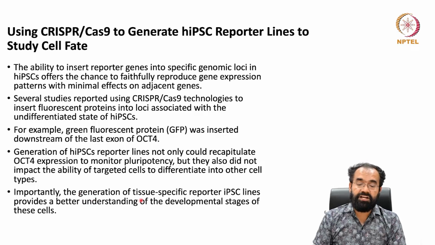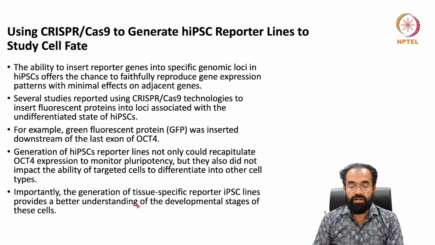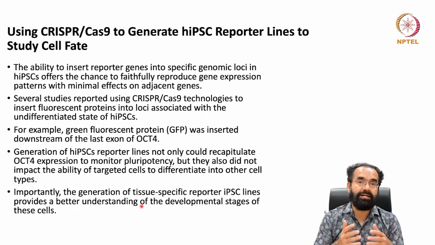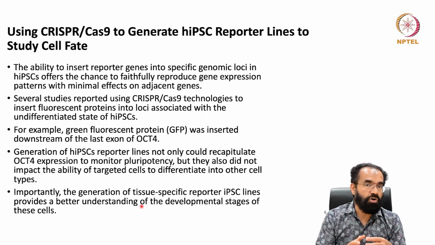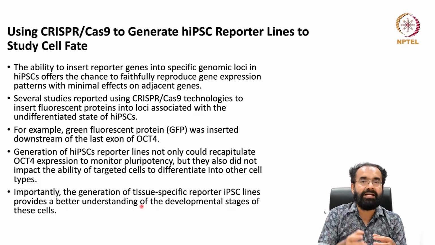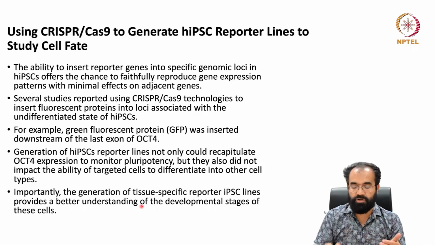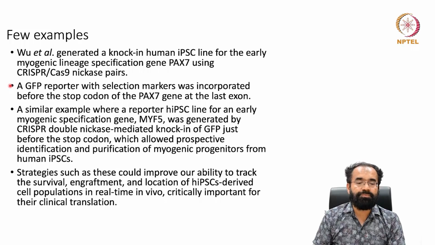Most importantly, the generation of tissue-specific reporter iPSC lines provides a better understanding of the developmental stage of these cells. If you now have a strong GFP, that means the OCT4 expression is really strong. A weak GFP means OCT4 expression is really weak. Sometimes strong expression may be harmful, sometimes weak expression may be useless. So you will be able to catch which is the ideal expression, just like putting salt in a dish. Too much salt is a problem, too little salt is a problem. That is also possible by monitoring these reporter lines. We will see a few examples.